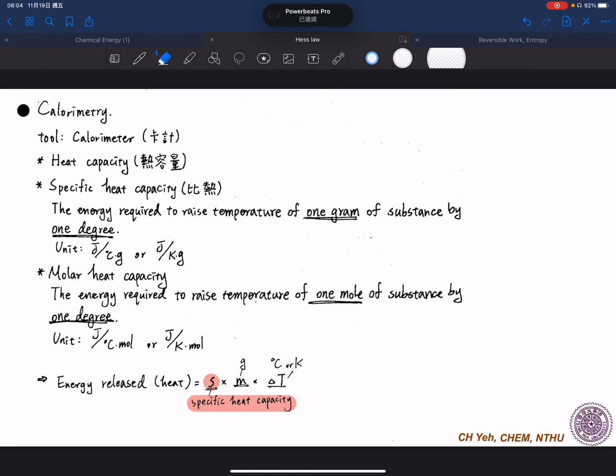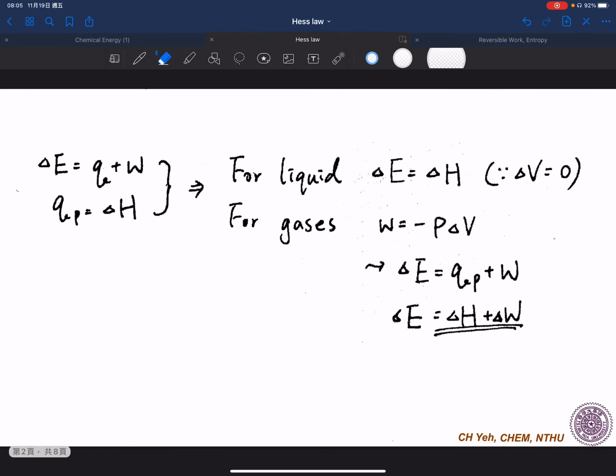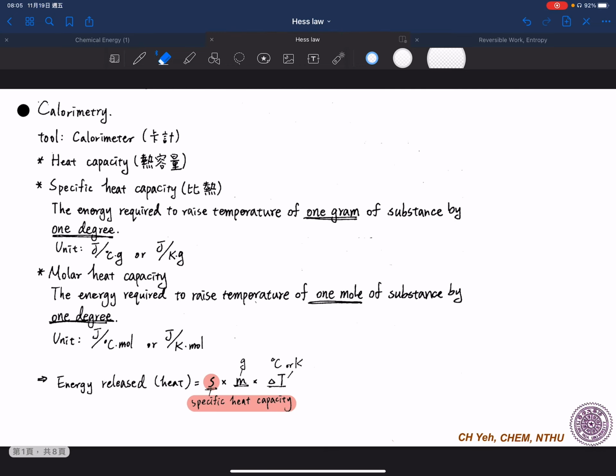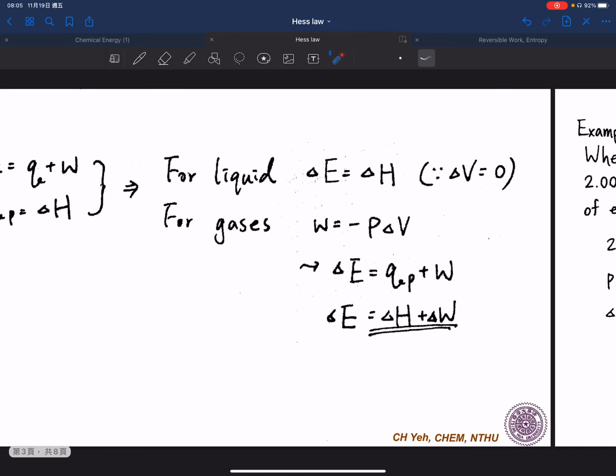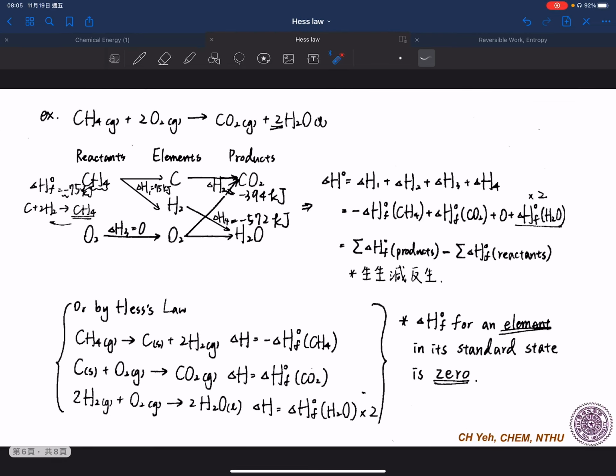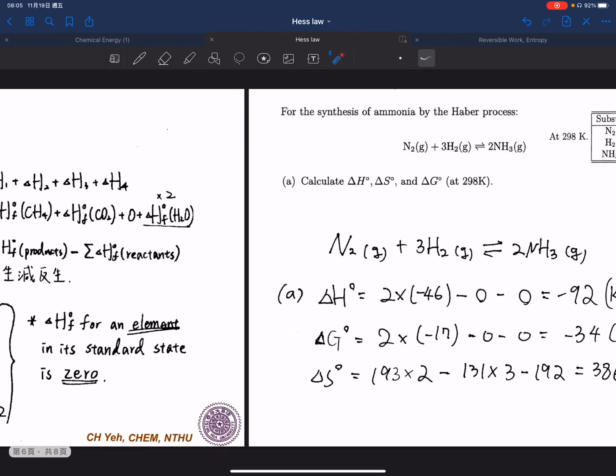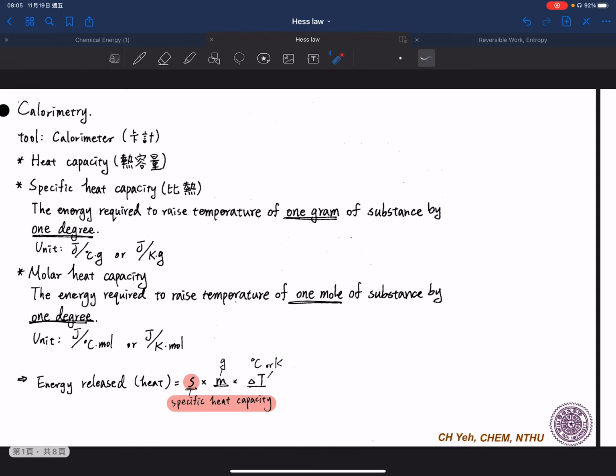Okay, hello. This video will be very quick. We'll talk about the rest of chapter 9, and specifically, it's about calorimetry. Although it has the topic of calorimetry, it's actually just another form of calculation in chemical energy. Let's take a look at the content and the example problem very quickly.